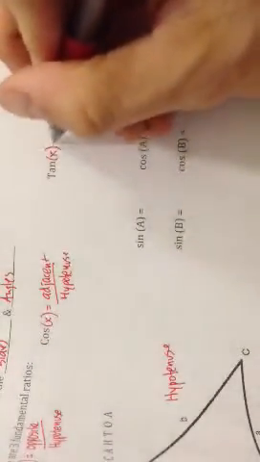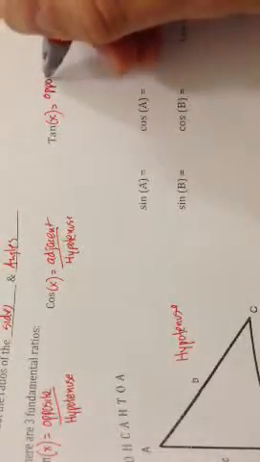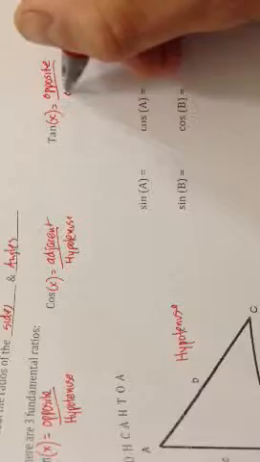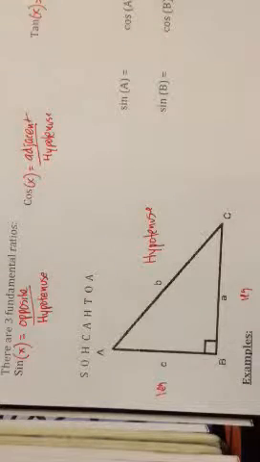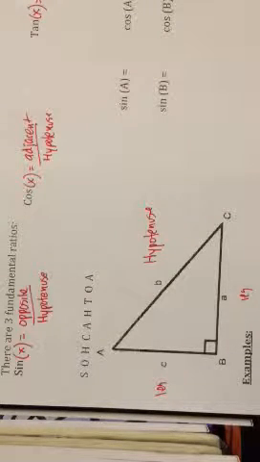And then lastly, the tan of an angle is opposite over adjacent. So just the different combinations of the legs. Okay? Still gibberish, I know. Let's keep going. I think it's going to make some sense.